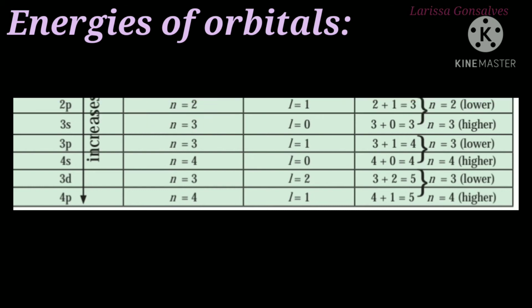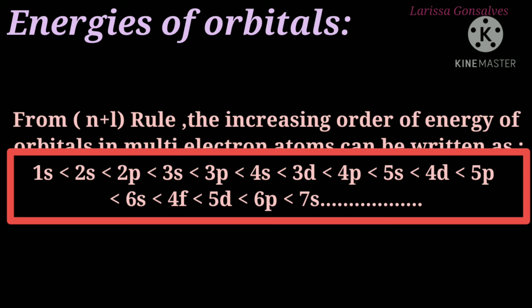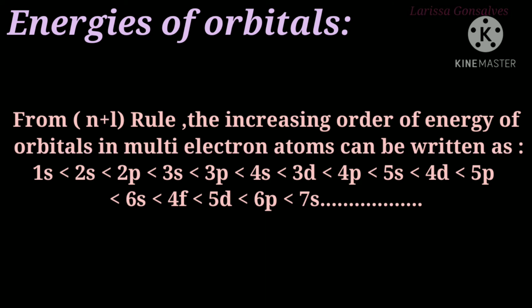So by using the n plus l rule, the increasing order of the energy of orbitals in a multi-electron atom will be written in the following order. First you have 1s, which is smaller than 2s, which is further smaller than 2p, and this order continues: 3s, 3p, 4s, 3d, 4p, 5s, 4d, 5p, 6s, 4f, 5d, 6p, 7s and so on.